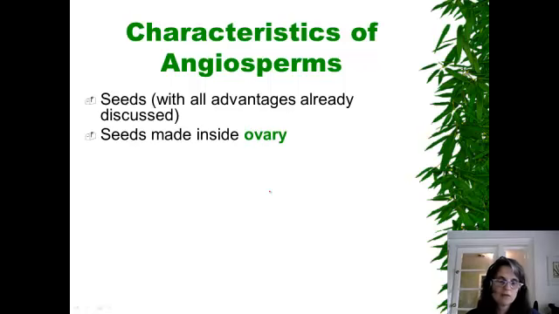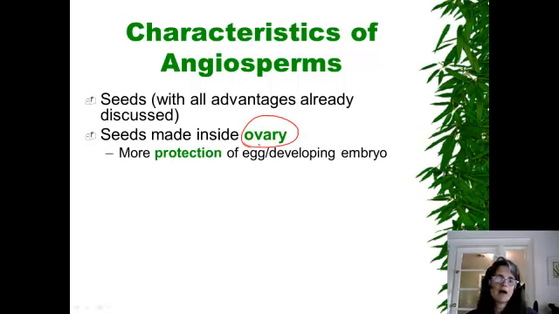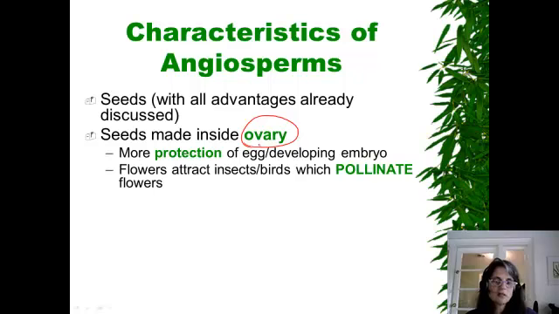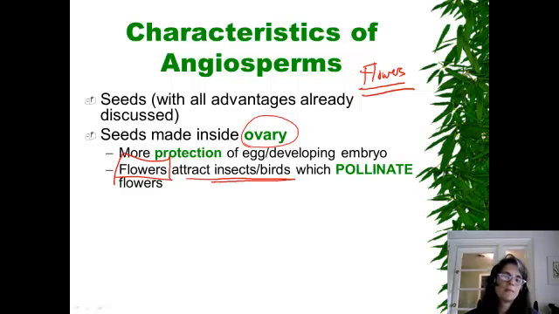All right, so characteristics of angiosperms. They have seeds, which we've already discussed. Those seeds are made inside of an ovary. We're going to talk about that in a bit. It allows more protection, and these ovaries are protected inside flowers, which of course is a big advance, and flowers allow attraction of insects, birds, pollinators to the plant.